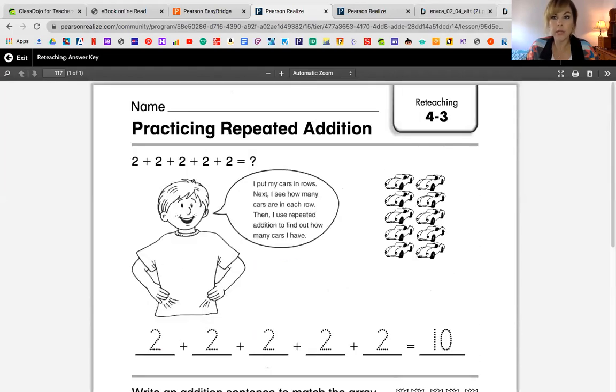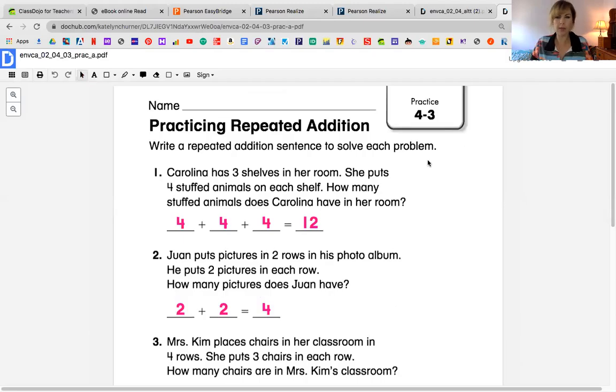All right, so let's go to your practice page. And I'm going to use this to kind of write on it for you guys. But the reason why I wanted to show you guys how to make an array for word problems. So number 1 says Carolina has 3 shelves in her room. She puts 4 stuffed animals on each shelf. How many stuffed animals does she have?